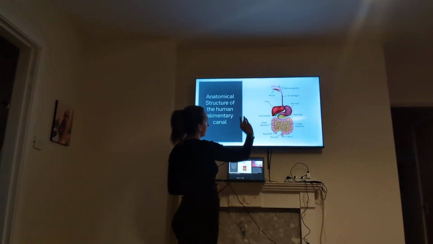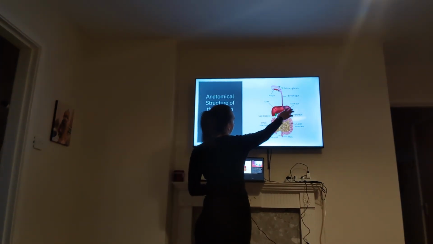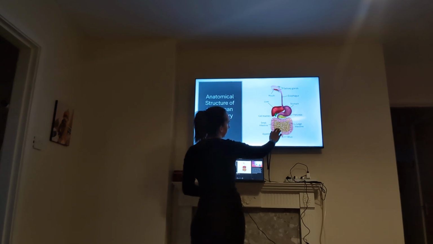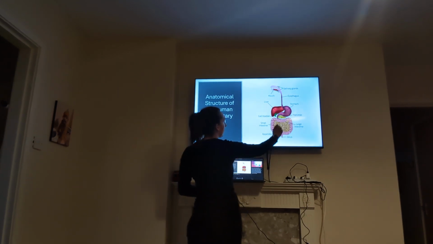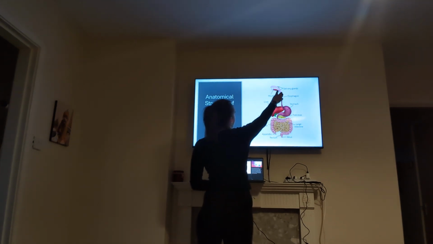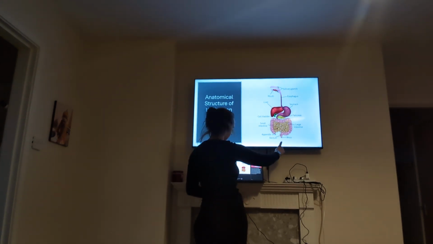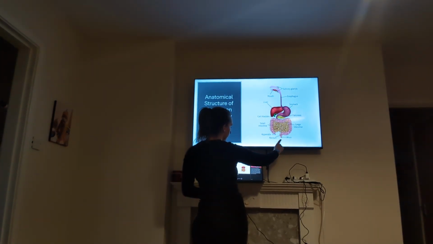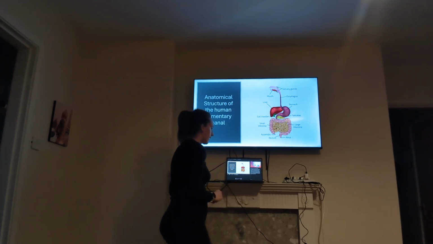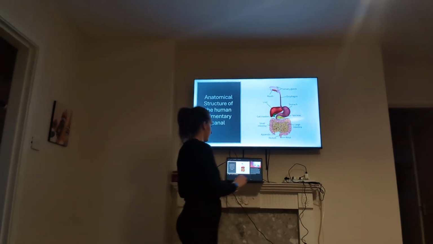It consists of the mouth, the esophagus, the stomach, the small intestines, the large intestines, and the anus. The mouth goes from here all the way down through the stomach, into the intestines, into the anus. This is where it turns into feces and goes through the rectum and then through the anus, and then the body gets rid of it as a waste product.